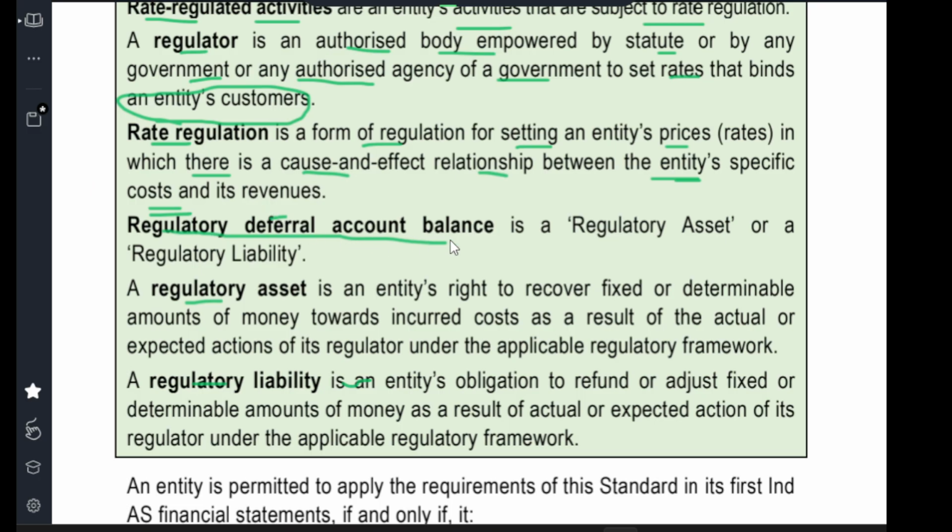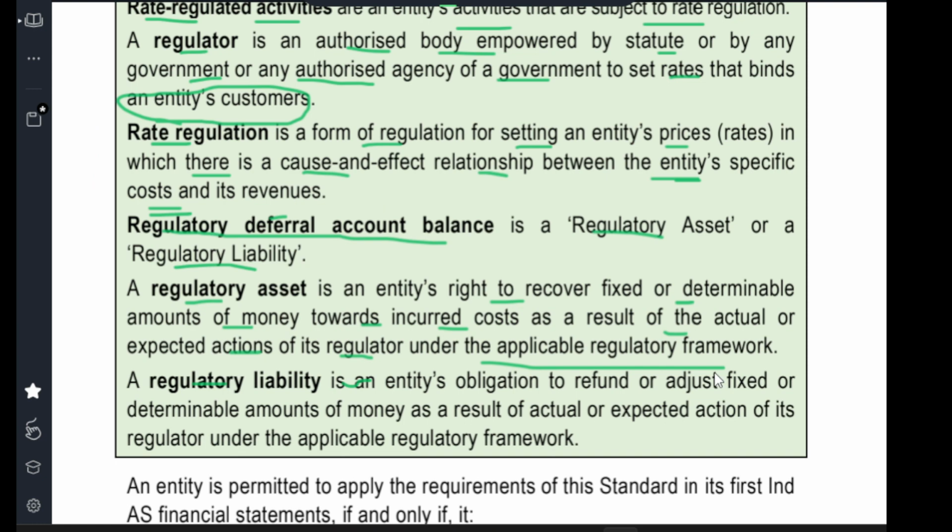Regulatory deferral account balance: the deferral account balance can be of two kinds, either a regulatory asset or a regulatory liability. A regulatory asset is an entity's right to recover a fixed or determinable amount of money towards incurred costs as a result of the actual or expected action of a regulator under the applicable regulatory framework. So a regulatory asset is something they are going to get due to the service they render.